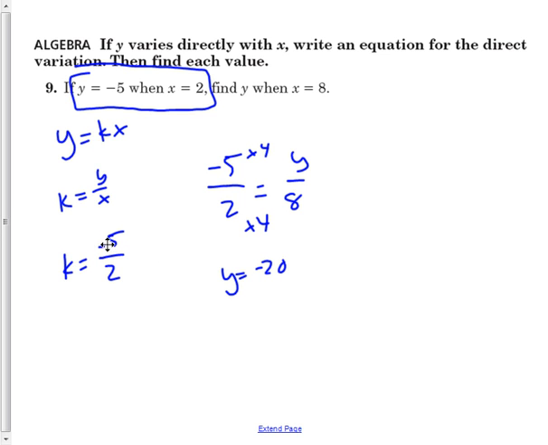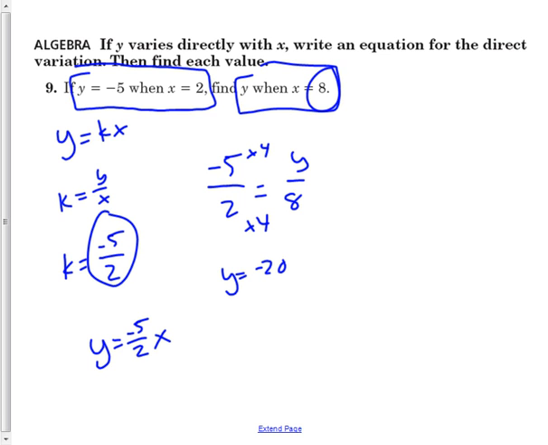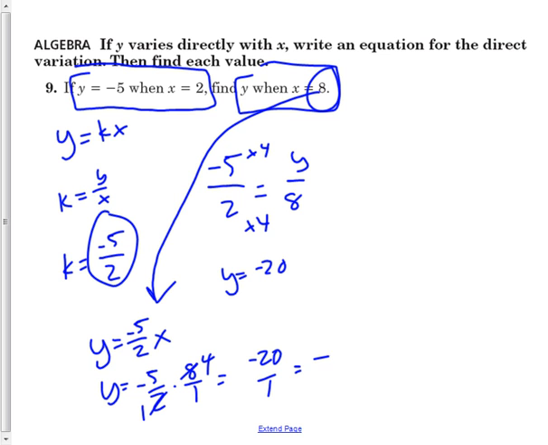Otherwise, if you wanted to just take this and substitute it in, we can make a new equation. We say y equals negative 5 halves x. And then that's the equation we're using for this one. So now we're taking 8 and substituting it into this equation. So we're using these numbers to figure out what k is by dividing by our x, we get negative 5 over 2. And now we're going to say y equals negative 5 halves times 8 over 1, which simplifies to 1 and 4, which equals negative 20 over 1, which is negative 20.